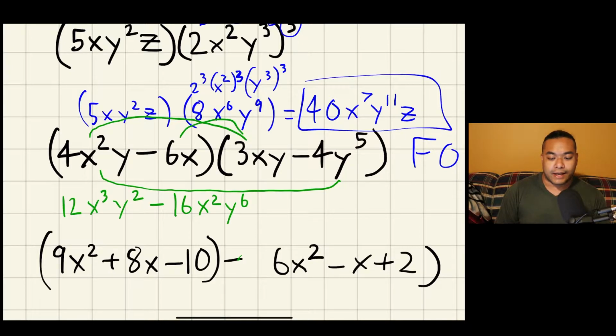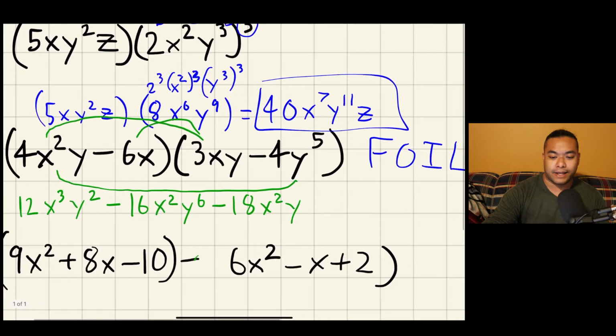Let's do inner now. Negative 6x times 3xy. So negative times positive is negative. 6 times 3 is 18. X times x is x squared. Y tags along. And finally, last. So that's going to be negative 6x times negative 4y to the fifth. Negative times negative is positive, so that'll give us 24. 6 times 4 is 24.